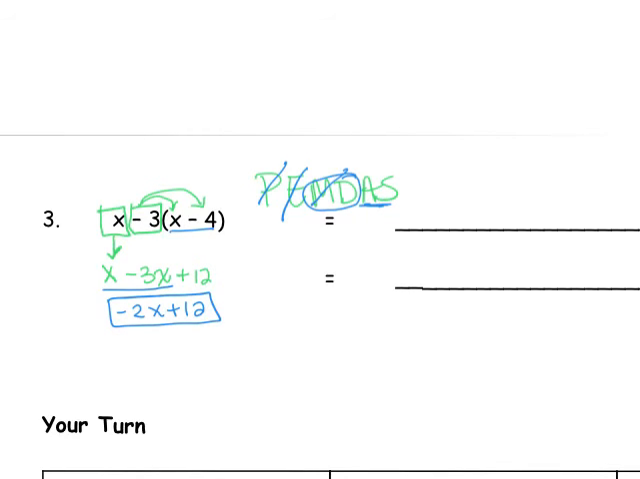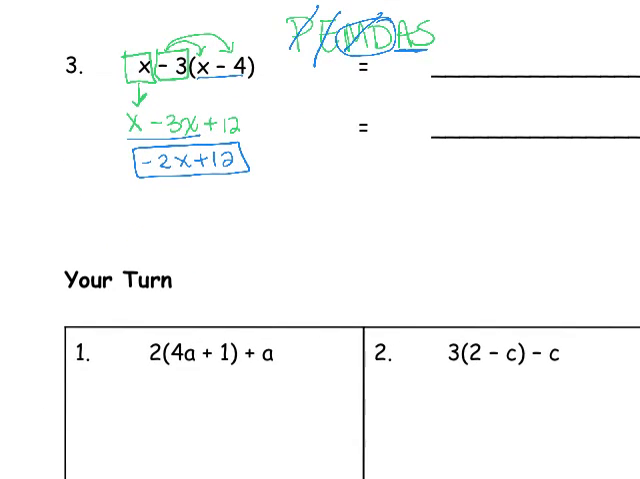I know it's a lot of steps, but it really does get easier the more you practice. Promise.